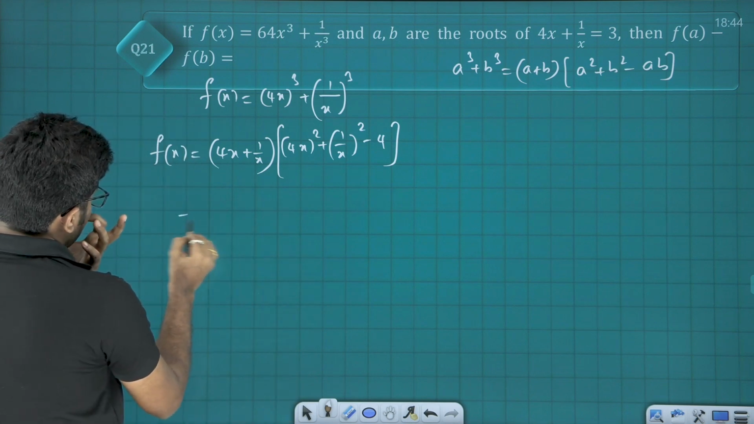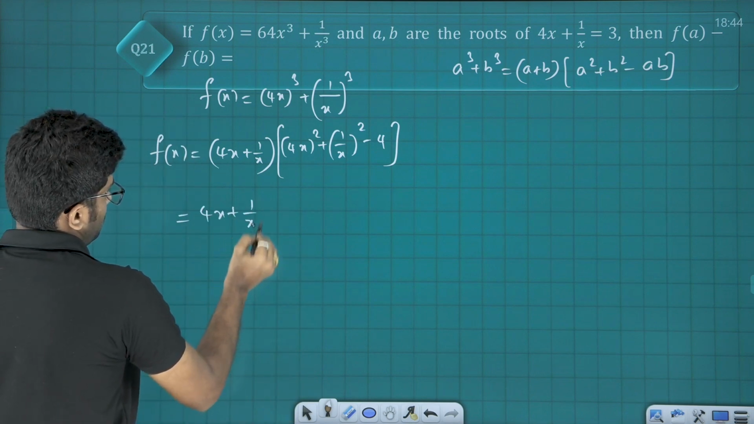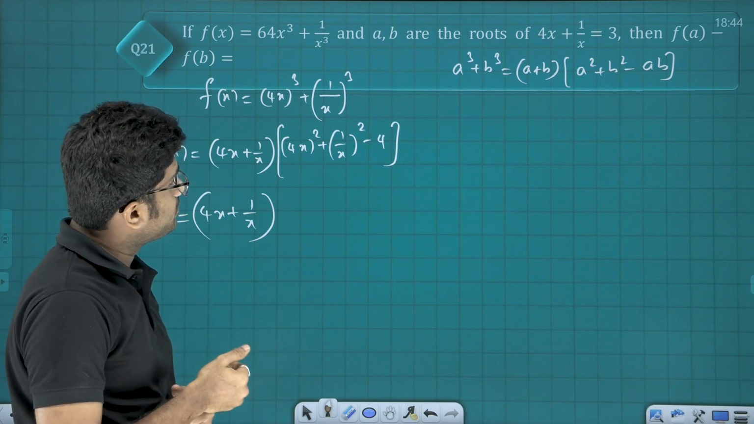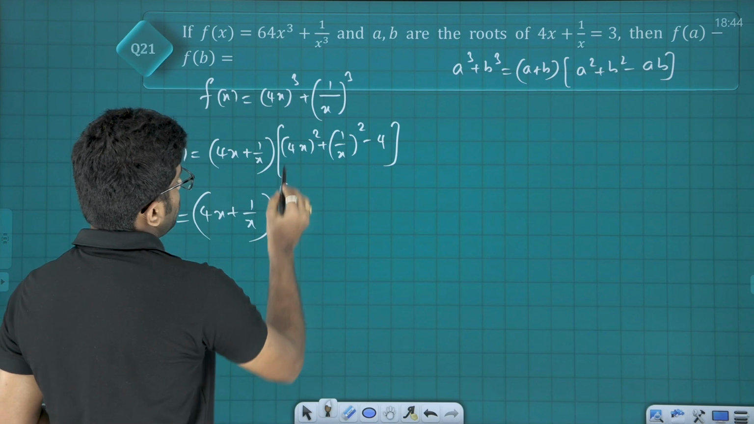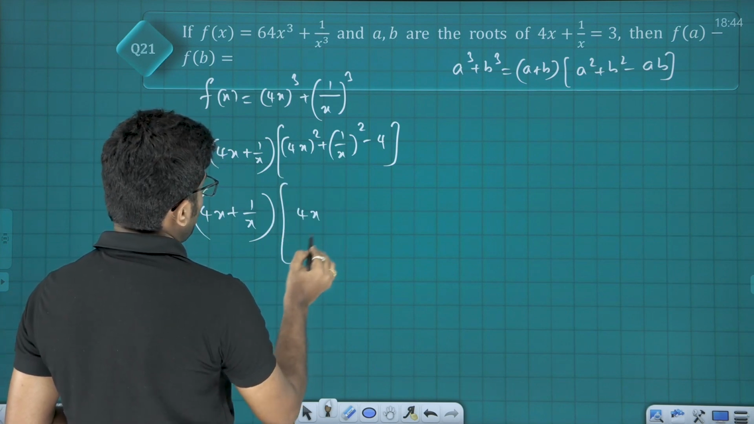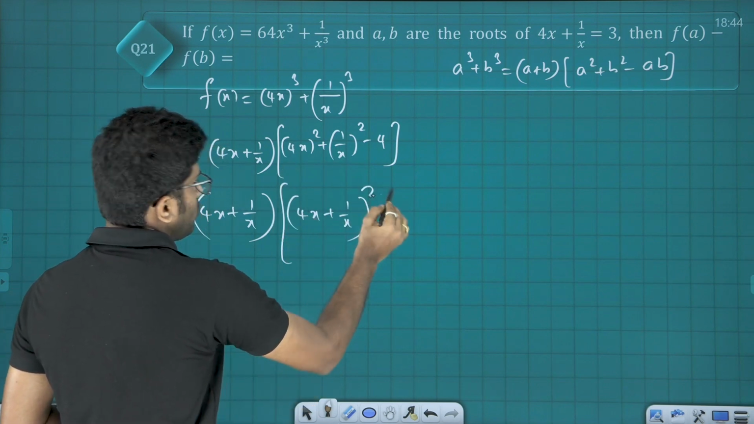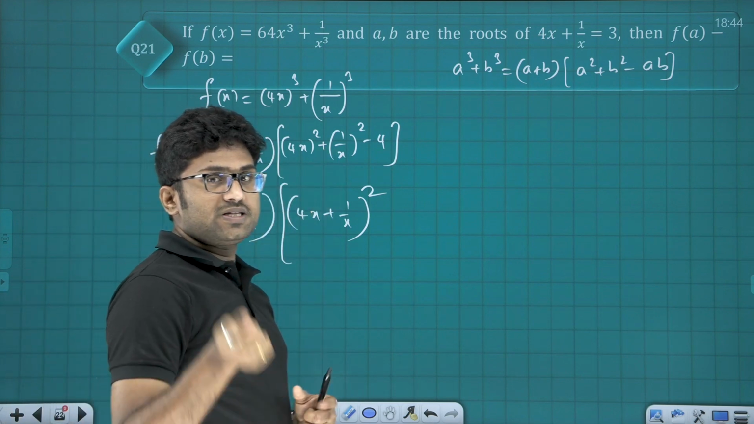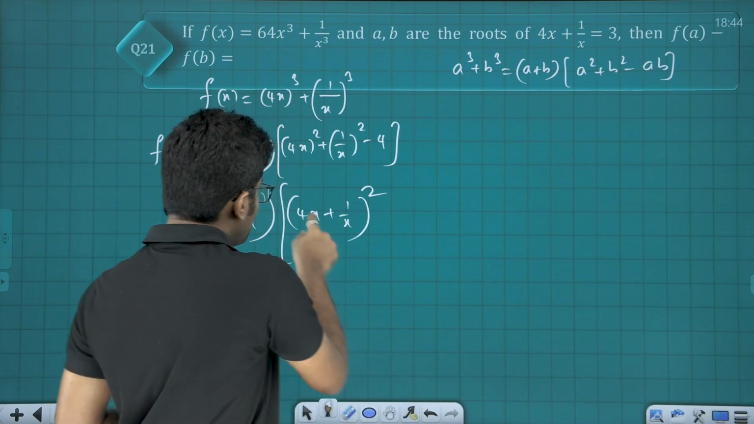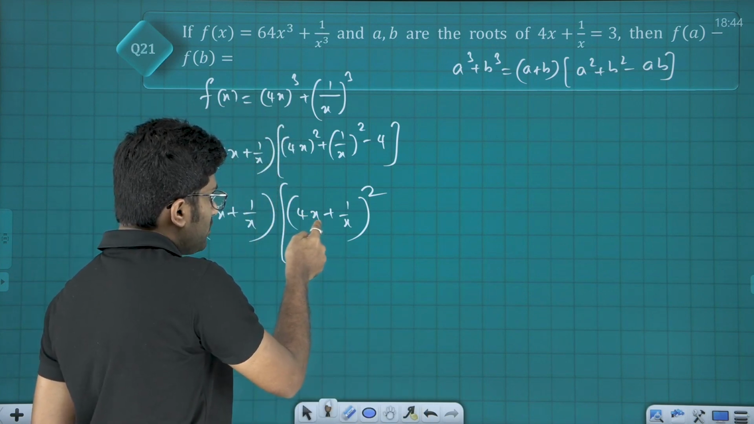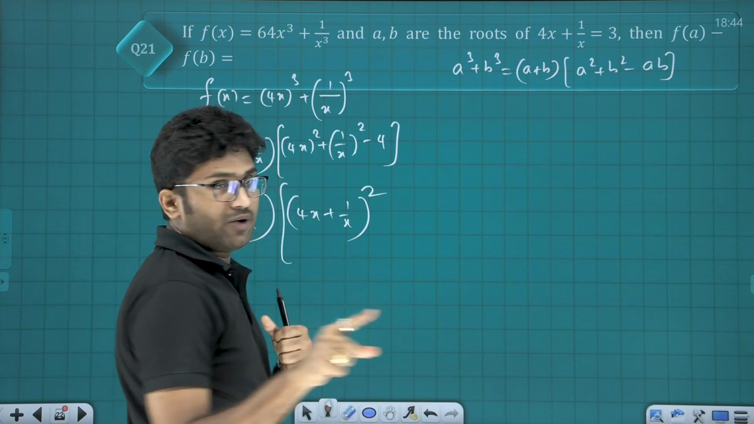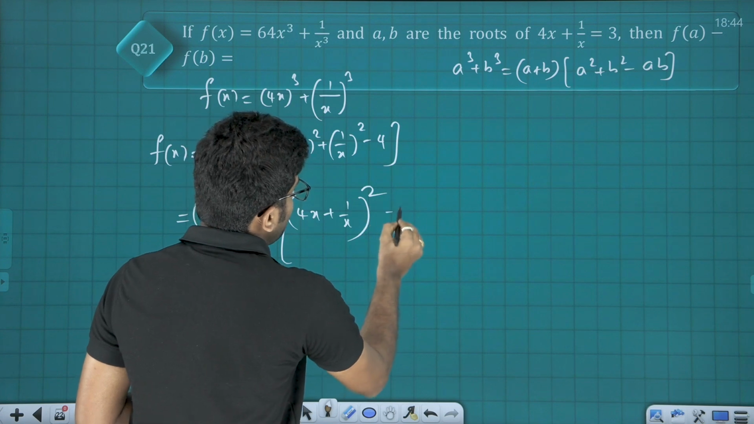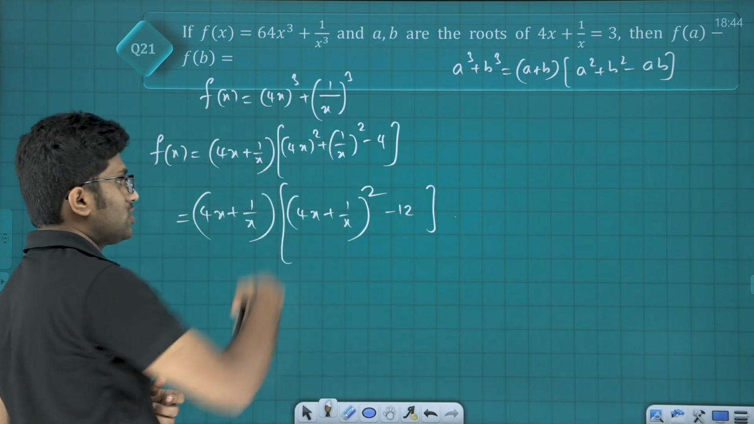This we can again write as (4x) whole square plus (1 by x) square. I would like to write it as (4x plus 1 by x) whole square. See, we have a square plus b square. (a plus b) whole square means a square plus b square plus 2ab. Plus 2ab is what I have added actually. 2 4s are 8, I have added, so I should subtract 8. Minus 8, already I have minus 4. So this is clearly (4x plus 1 by x) whole square minus 12.